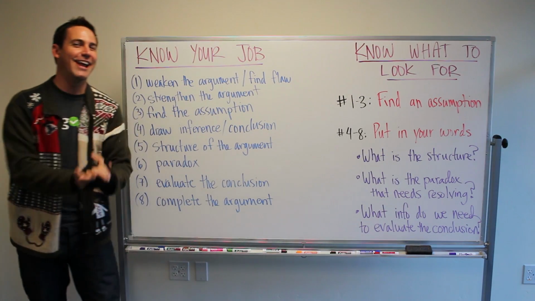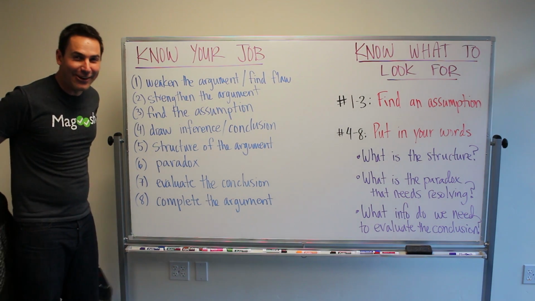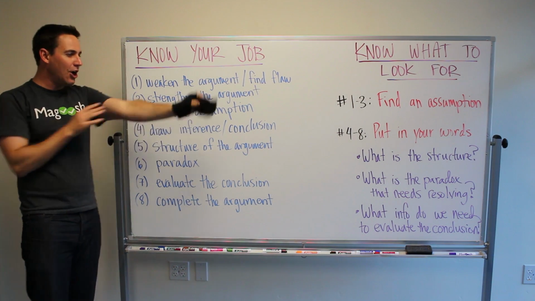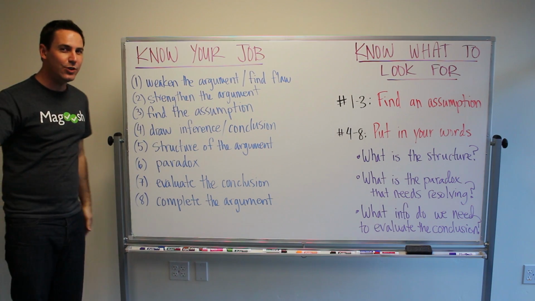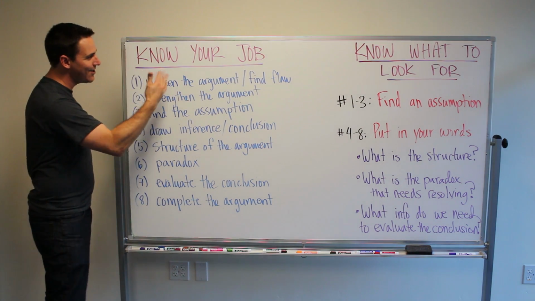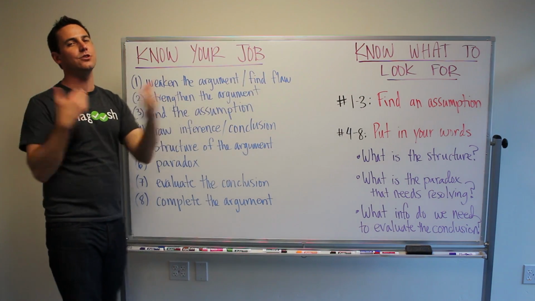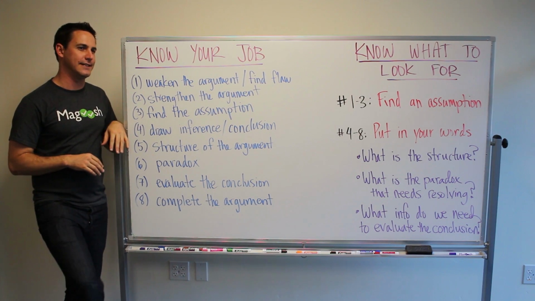and we can talk about how to be efficient on the critical reasoning questions on the GMAT. So to be efficient, there's two things that you need to do. One, know your job. Two, know what to look for. If you can do these two things, I guarantee you'll save a lot of time on critical reasoning.